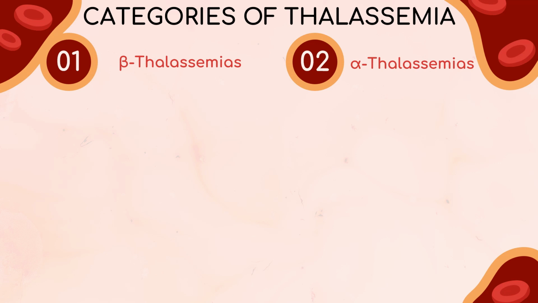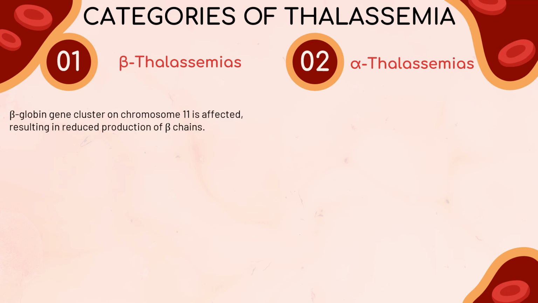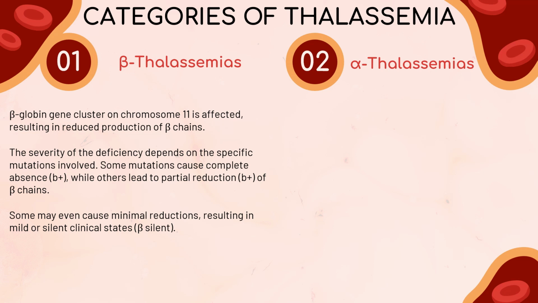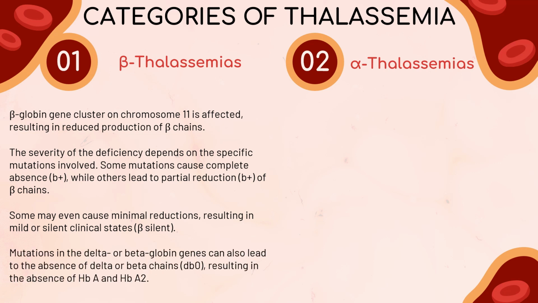These genetic disorders lead to reduced production of crucial globin chains in hemoglobin. In beta-thalassemias, the beta-globin gene cluster on chromosome 11 is affected, resulting in reduced production of beta chains. The severity of the deficiency depends on the specific mutations involved. Some mutations cause complete absence, beta-0, while others lead to partial reduction, beta+, of beta chains. Some may even cause minimal reductions, resulting in mild or silent clinical states, beta-silent.